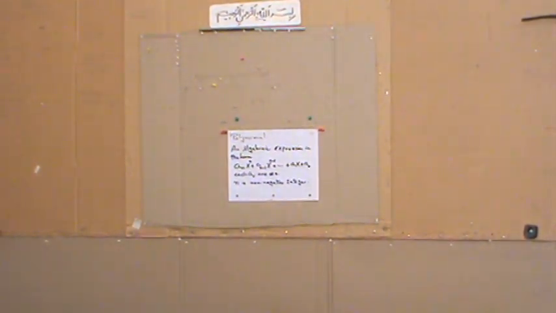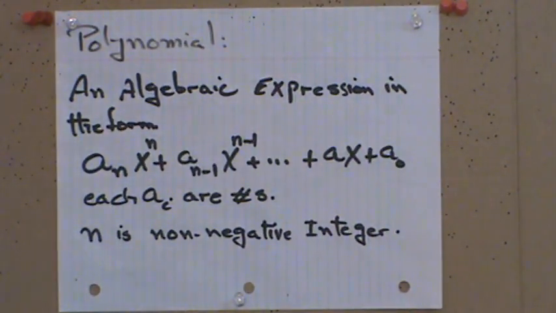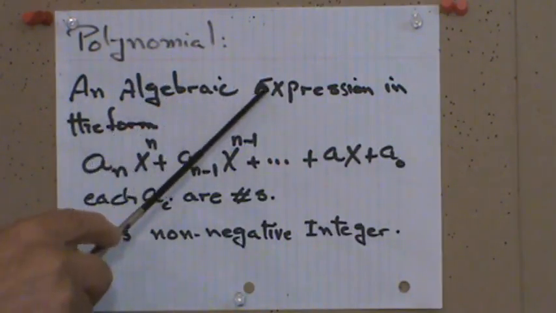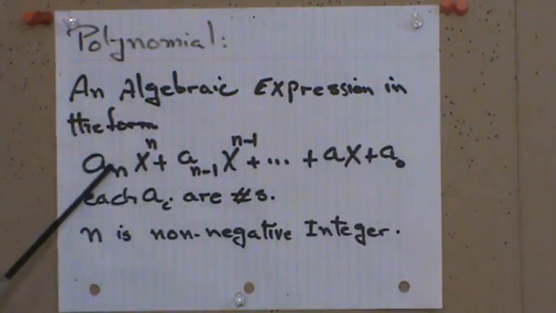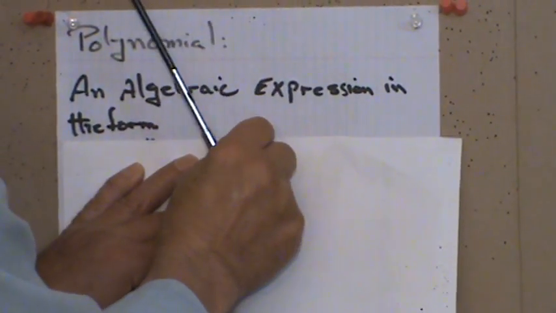Let me zoom in on this one, if I may. Okay, let me stay out of your way and see what a polynomial is in general. A polynomial is an algebraic expression in this form. Stop and say, what is an algebraic expression? We concentrate on algebraic expressions before we continue.